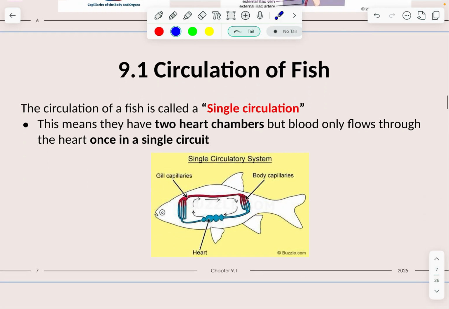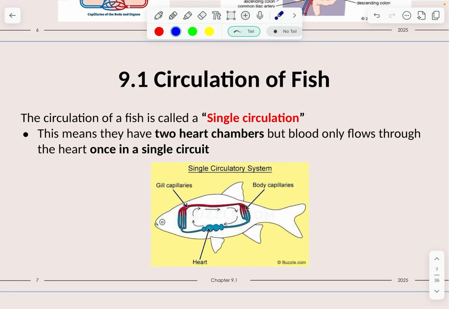Okay, so the first part that you have to know is the circulation of a fish. Why the syllabus chose fish is because first of all, they have a single circulation. What I told you previously is that we have 2 types of circulation. One is a single circulation, another is a double circulation. In the case of a fish, it works in a single circulation.